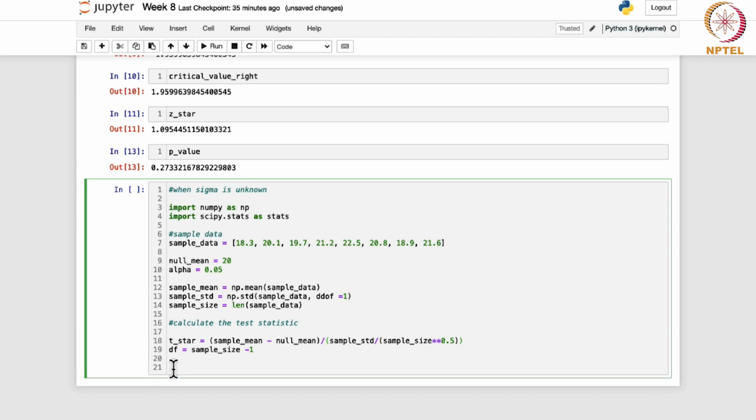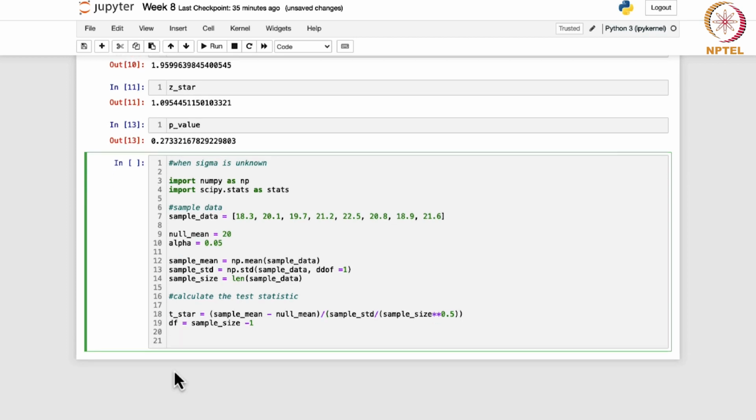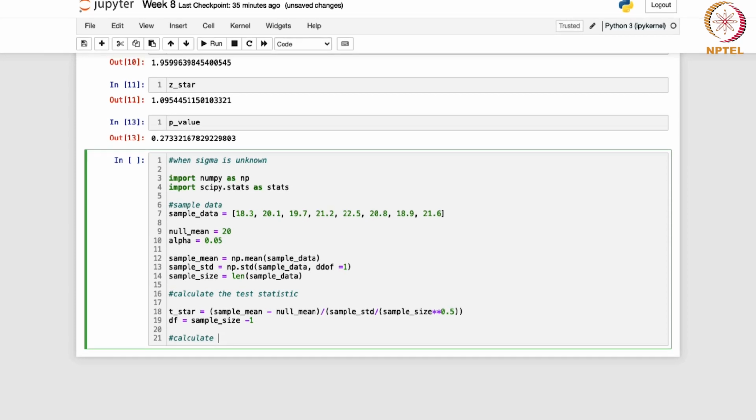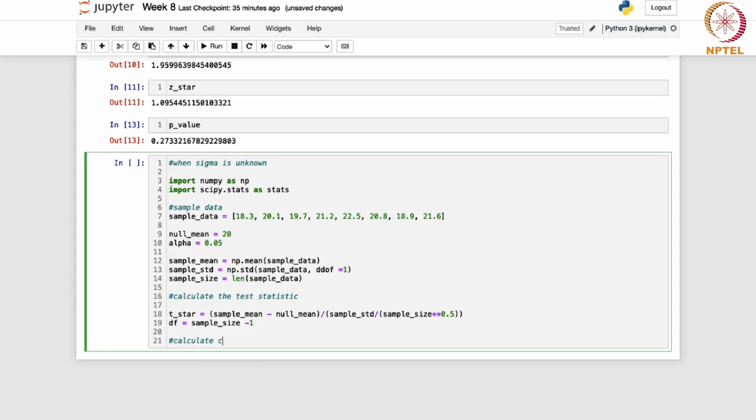Okay. Now we can calculate the critical values. In the previous case, we considered left, right and two-tailed separately. So here we would write all of them together. That is why you can see I have not specified the hypothesis till now. So we will do it together. Now we will calculate the critical values, and critical values will be calculated for each of the three tests. Okay. So we will write the steps for that.